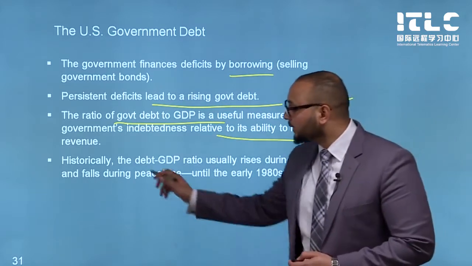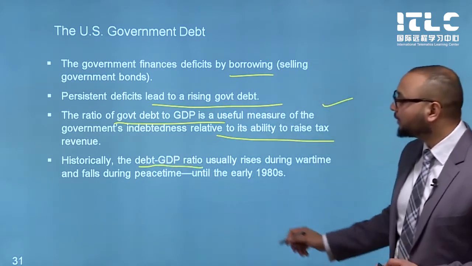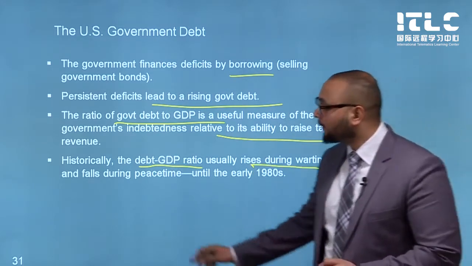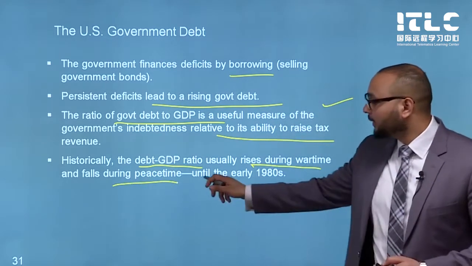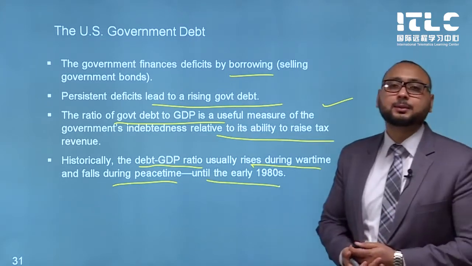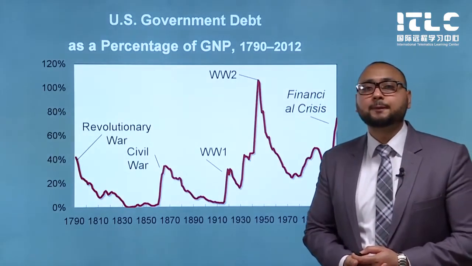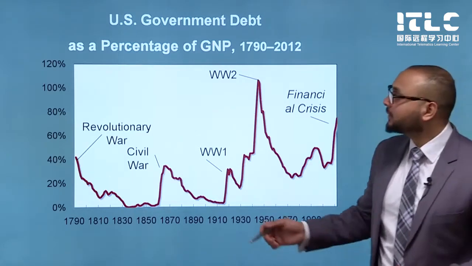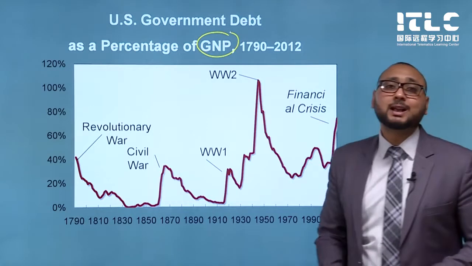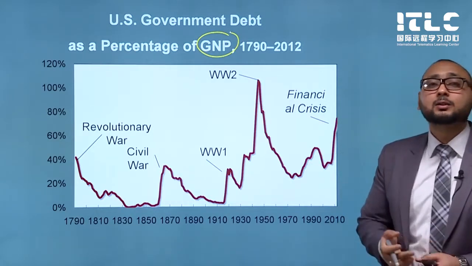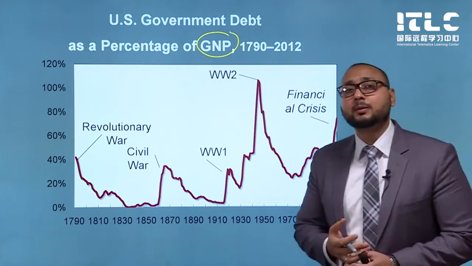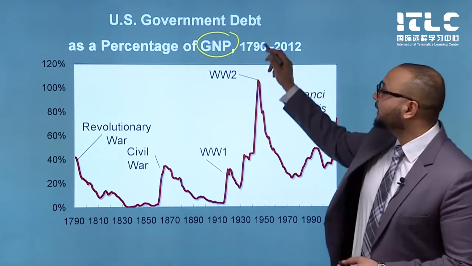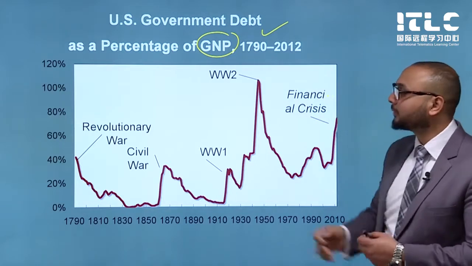So historically, the debt-GDP ratio basically rises during wartime and falls during peacetime until the early 80s. So we have here US government debt as a percentage of GNP, gross national product. It means all the income of US nationals, irrespective of the borders, from 1790 to 2012.